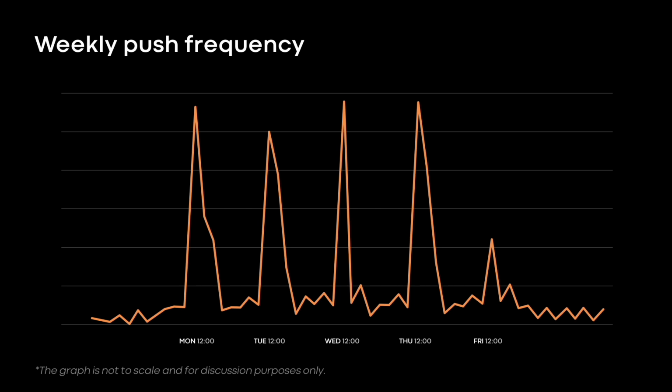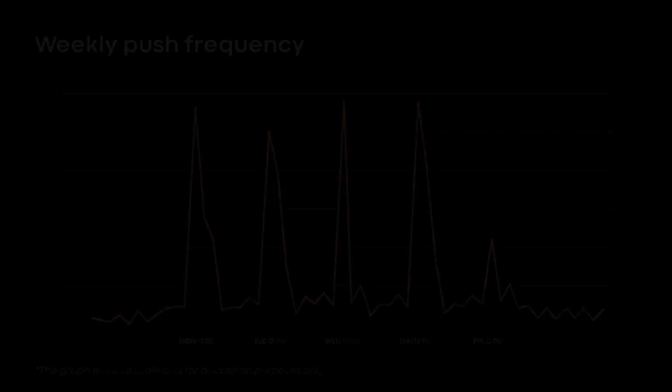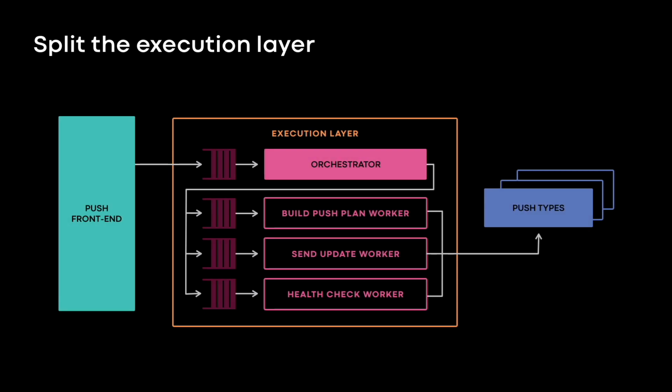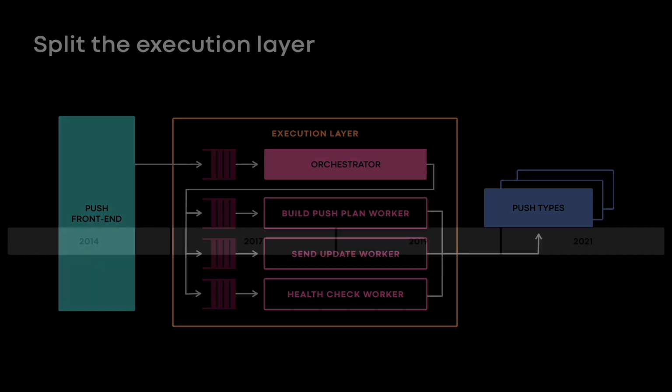So to ensure that our system isn't overwhelmed during these load spikes, we split up our execution layer into smaller components, where each component is separated or protected by a queue. These components included an orchestrator, which makes the high-level decisions about the push, a worker to process the push plan config, a worker to send updates, and a worker to run health checks. Now, each of these queues before each component can backfill with requests during load spikes, guaranteeing that resources like CPU and memory don't get depleted.